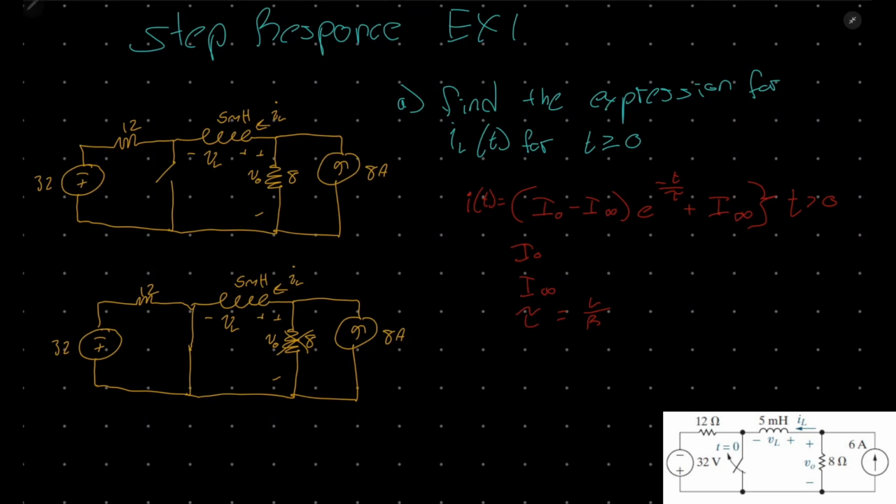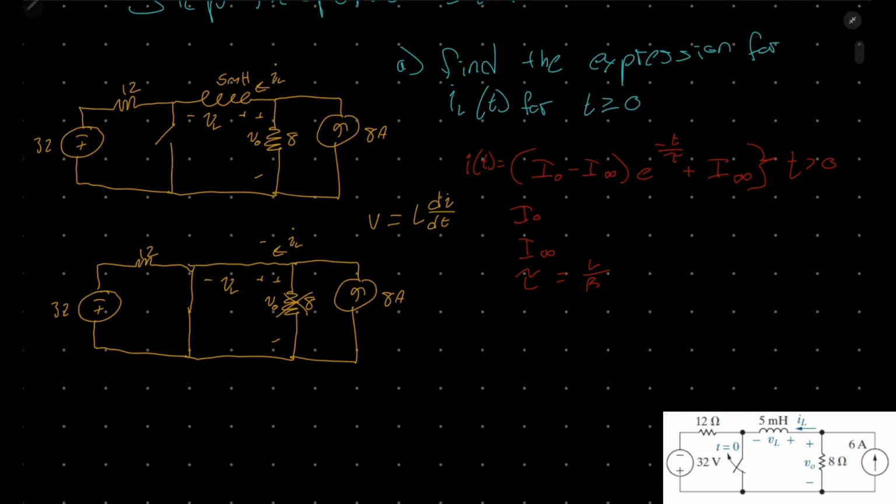It is also good to note that since our switch has been closed for a long time, our inductor is going to act as a wire, since the change in current across it is 0, meaning that voltage is going to be 0, because the equation for an inductor is L di/dt. When there's no current change, there's no voltage, and when there's no voltage, it acts as a wire. So we can get rid of this inductor and place a wire.